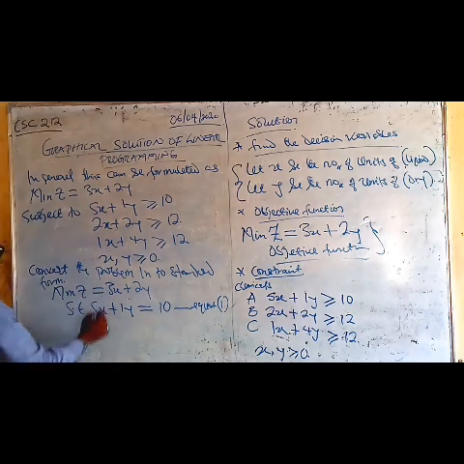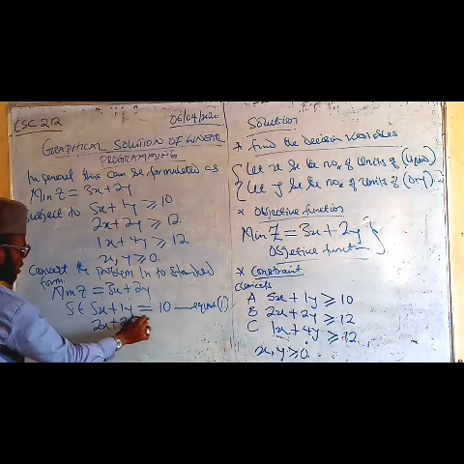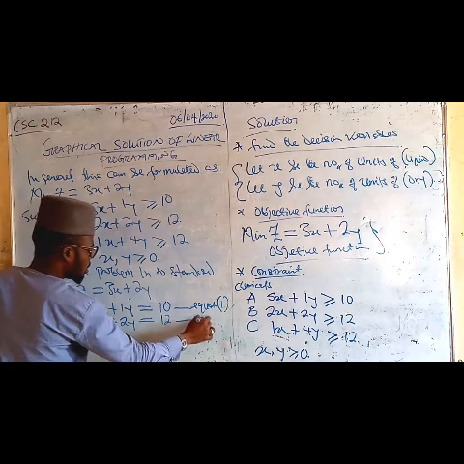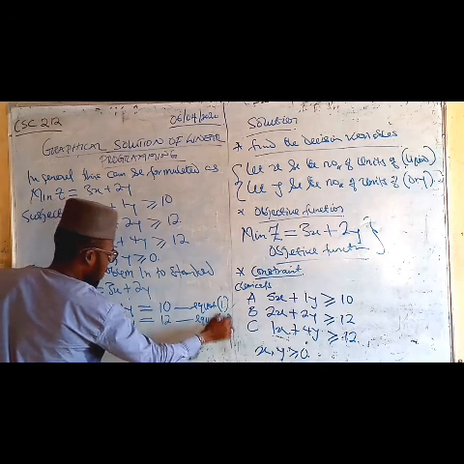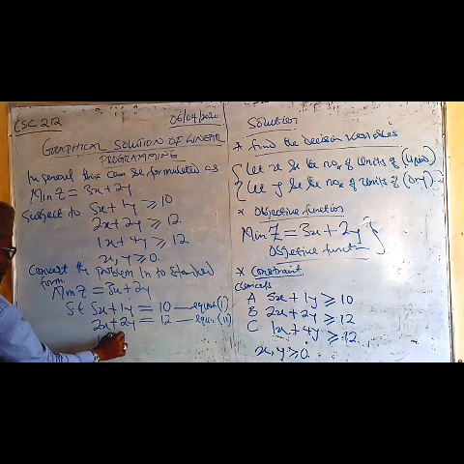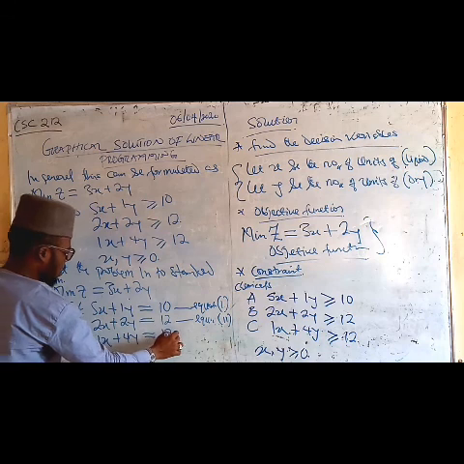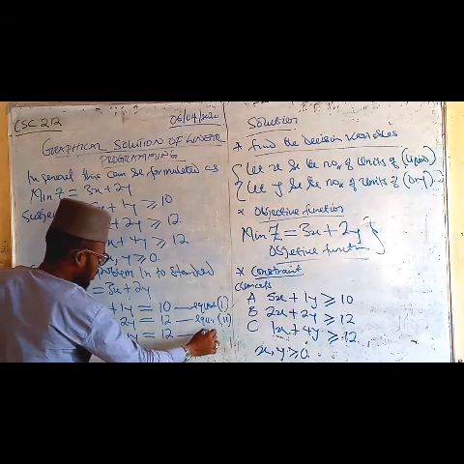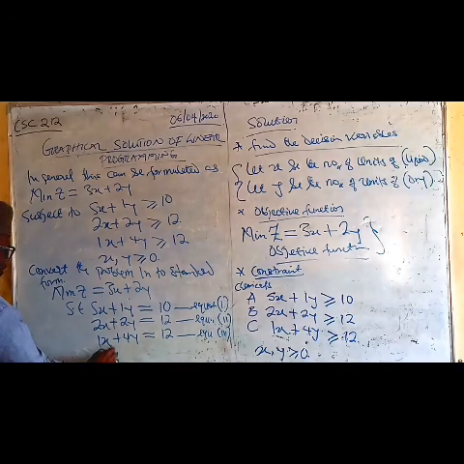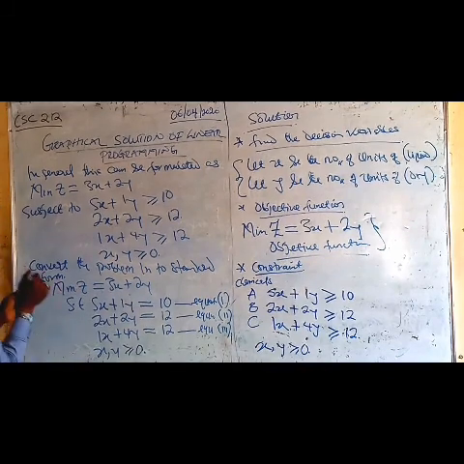Then 2x plus 2y equals 12. We call this equation 2. Then 1x plus 4y equals 12. We call this equation 3, with our x and y greater than or equal to 0.